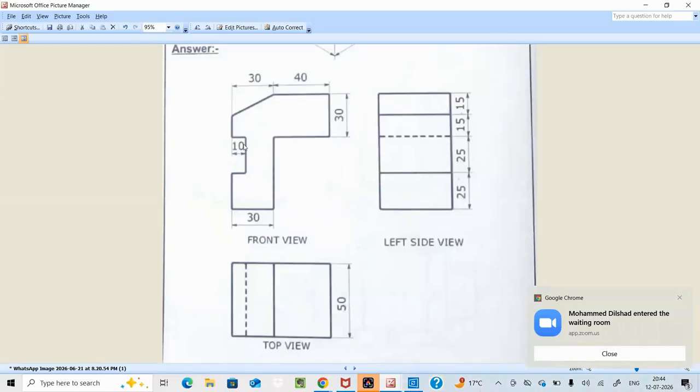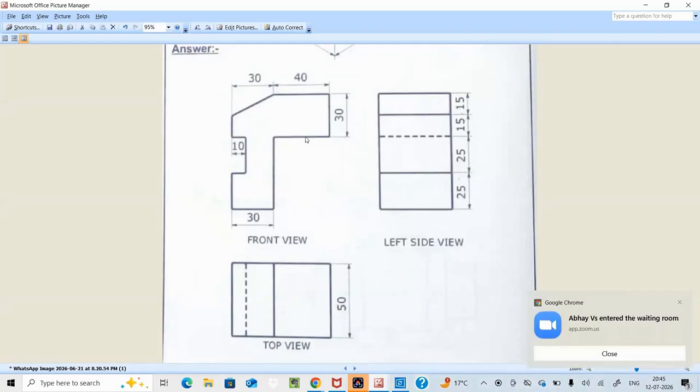But in the top view, this particular 10 mm cut portion will not be visible. For that reason, we have shown that in dotted lines. Now, if you see the left side view, this will be 50 mm, which is visible. This 25 mm height plus 25 mm height plus 15 and 15. This dotted line is nothing but this cut portion. This cut portion is not visible in your left side view. So for that reason, we have shown that particular line in dotted.